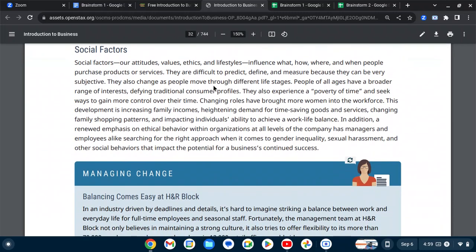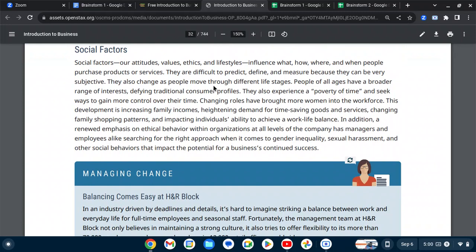Social factors. Social factors are attitudes, values, ethics, and lifestyles that influence what, how, where, and when people purchase products or services. They are difficult to predict, define, and measure because they can be very subjective. They also change as people move through different life stages. People of all ages have a broader range of interests, defying traditional consumer profiles. They also experience a poverty of time and seek ways to regain more control over their time.